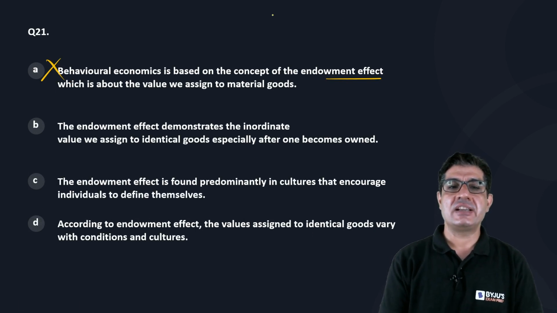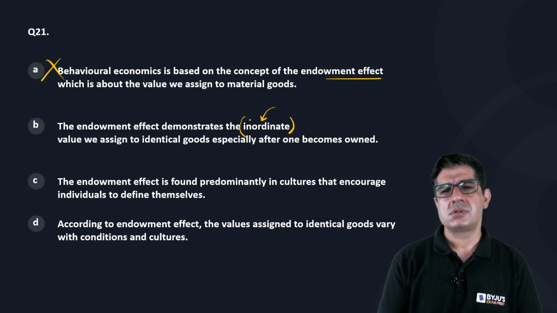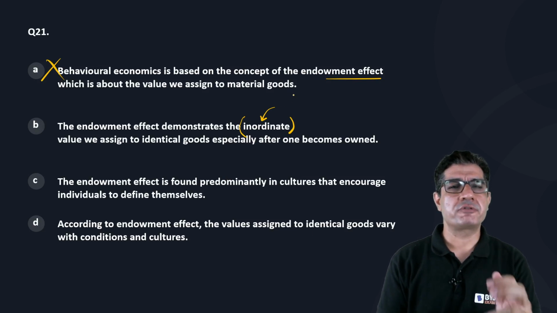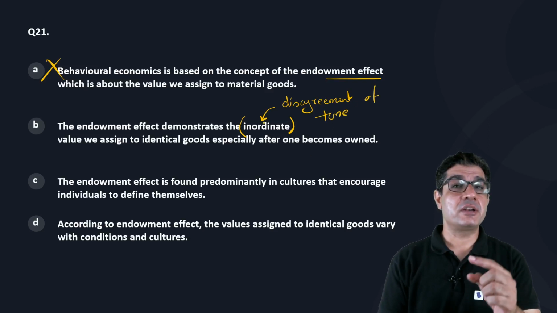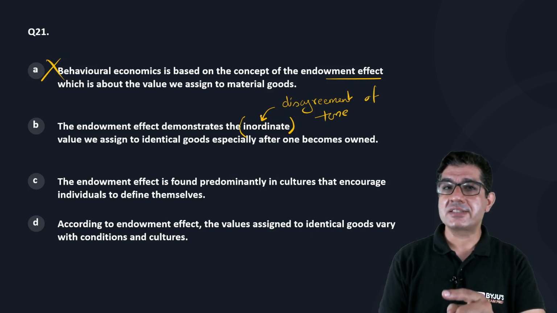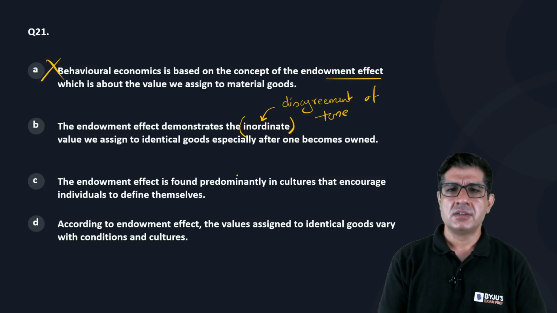Okay, B. The endowment effect demonstrates the inordinate value we assign to identical goods, especially after one becomes owned. Okay, by and large right, but problem number one is inordinate value. So this changes the tone of the paragraph. So I'd say when we use inordinate, there is a slight distortion or disagreement of tone. Apart from that, this option is incomplete because it misses out on the key idea presented by the last sentence, cultural effect. But let's keep it in running. Who knows, this can turn out to be the best answer choice.